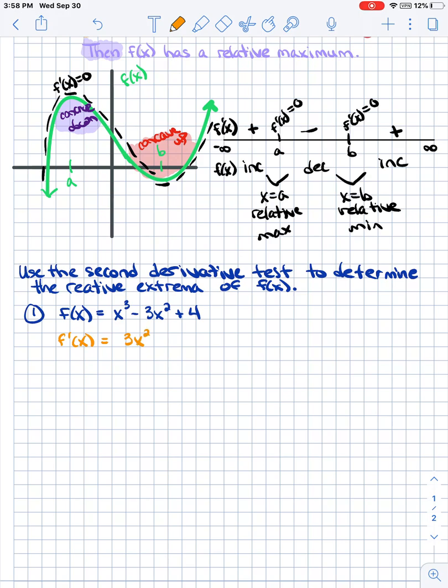The derivative of this is 3x squared minus 6x. Okay, to determine where this slope is equal to 0, we'll factor this. If I factor out 3x, that gives me x minus 2. So I have two critical numbers.